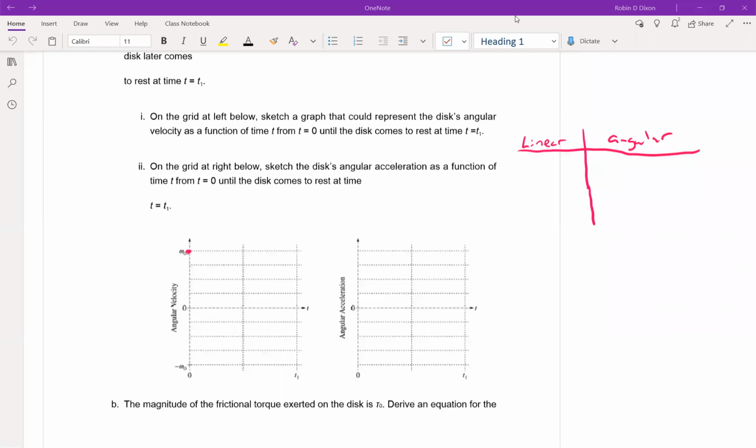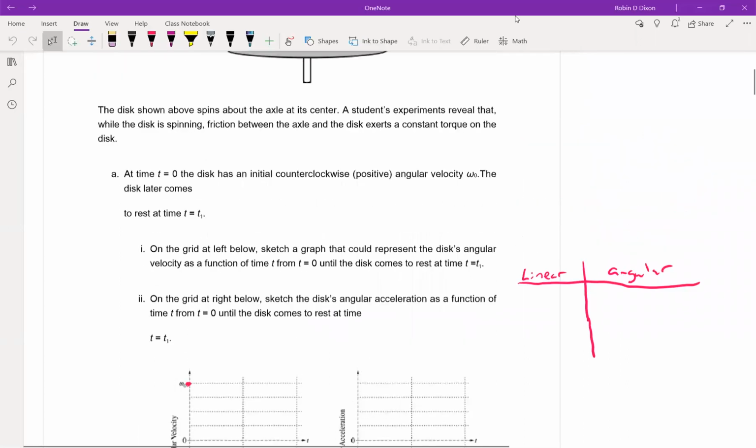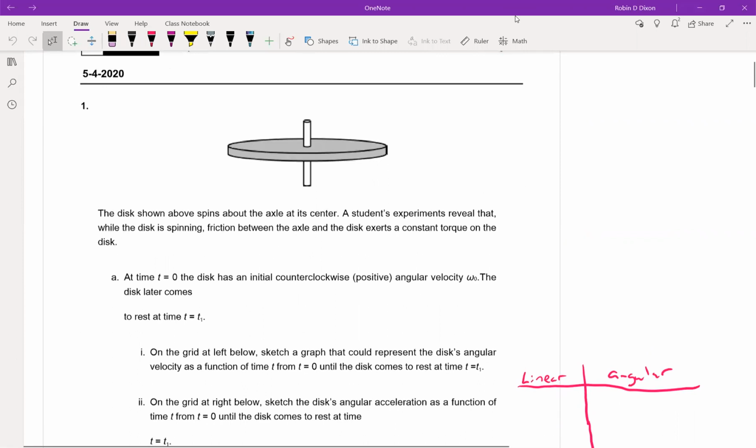Okay, so we had read the problem, but let's just go back up to the top. It says the disk shown above spins about the axle at its center. A student's experiment reveals that while the disk is spinning, friction between the axle and the disk exerts a constant torque on the disk. At time t equals 0, the disk has an initial counterclockwise angular velocity. Counterclockwise is in this way, and that is of course positive. And it later comes to a rest at time t equals t1.